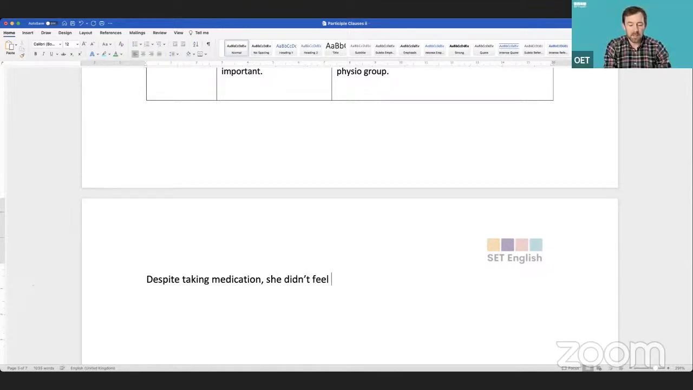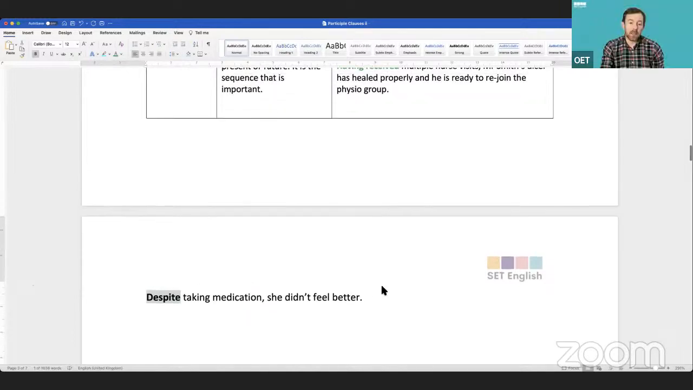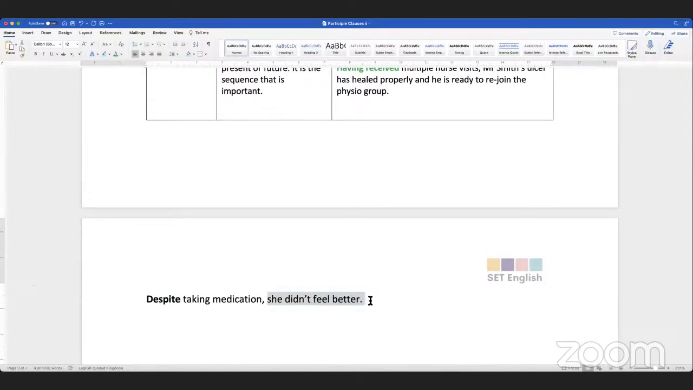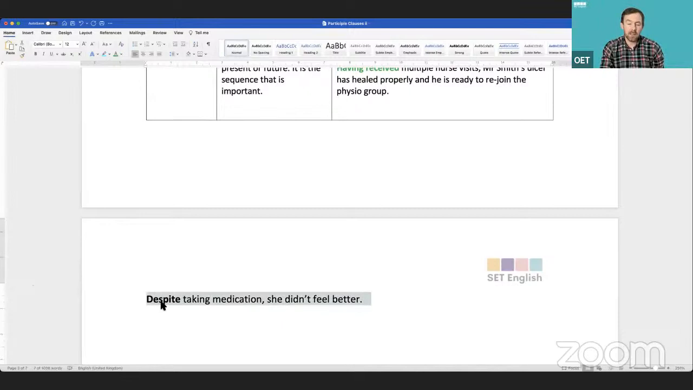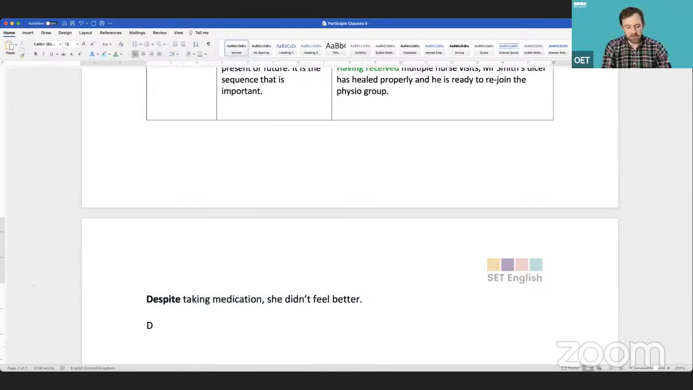She didn't feel better. Well, this is not really about participle clauses because this is about contrast, isn't it? Now, it's the same idea, though, that it's the second clause that dictates the tense. And also, we've got a concept of the sequence, because we know that she took the medication first. Because if you did it the other way around, "despite not feeling better, she took medication," now it doesn't make any sense, does it?